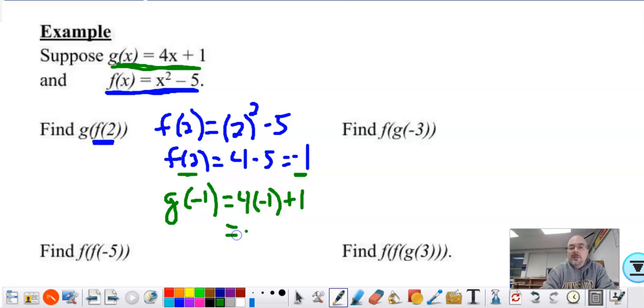So 4 times -1 plus 1. And let's see, that's going to be -4 plus 1. So I believe that answer is going to be -3. So the answer here, ladies and gentlemen, is -3.